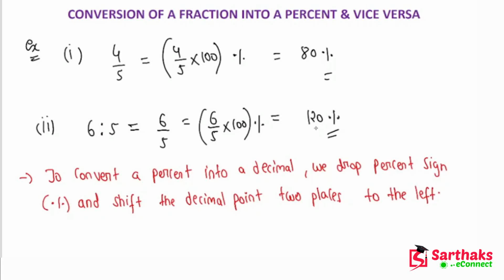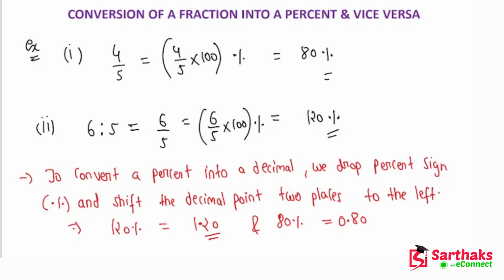Suppose you want to calculate the decimal equivalent of 120%. For 120%, we will drop the percent sign, so it will become 120, and we shift the decimal point two places to the left, that is 1.20. And you can clearly see 6 upon 5 was also 1.20. Similarly, if we take 80%, we drop the percentage sign and move the decimal two places to the left, so it would be 0.80. And you can clearly see 4 upon 5 was also 0.80. Okay, so that is what we are studying, how to convert a fraction into percent and vice versa, right?